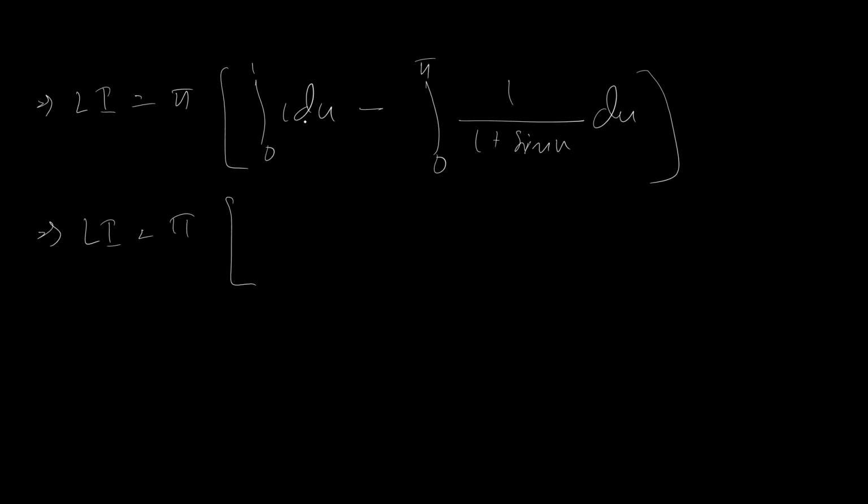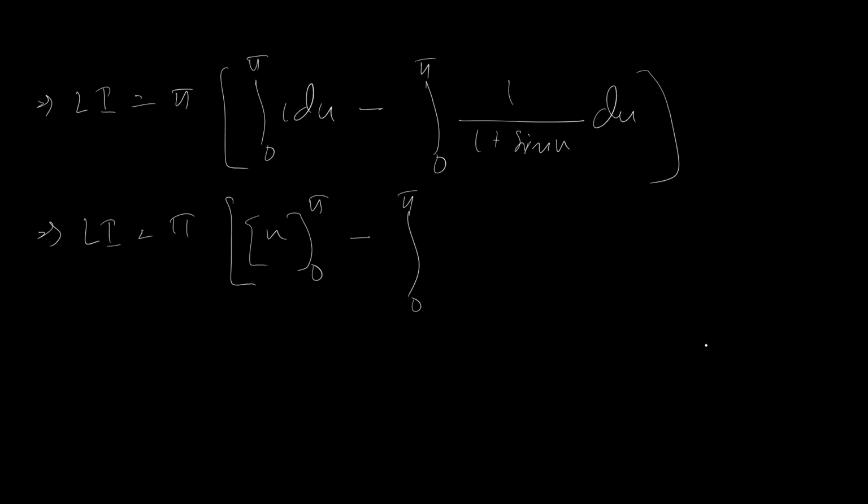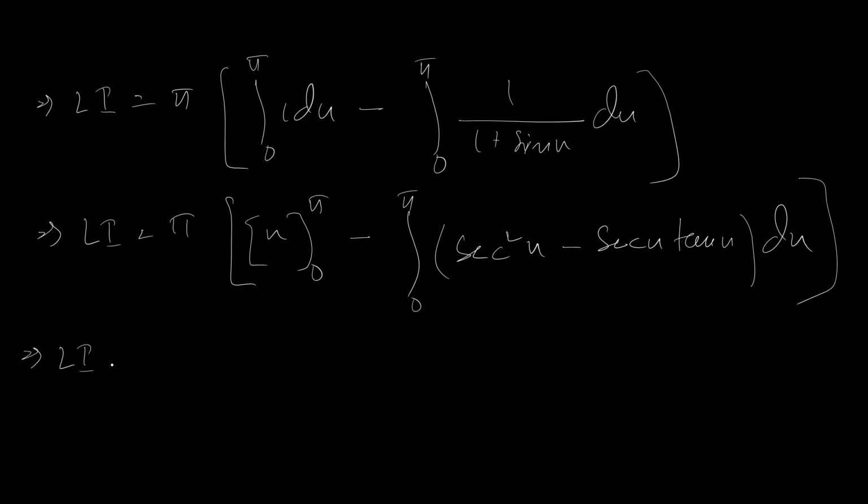The integration of 1 dx will be x, from 0 to pi, minus this other integration, which I have solved, and got sec square x minus sec x tan x dx. So I will write integral of sec square x minus sec x tan x dx, bracket closed.